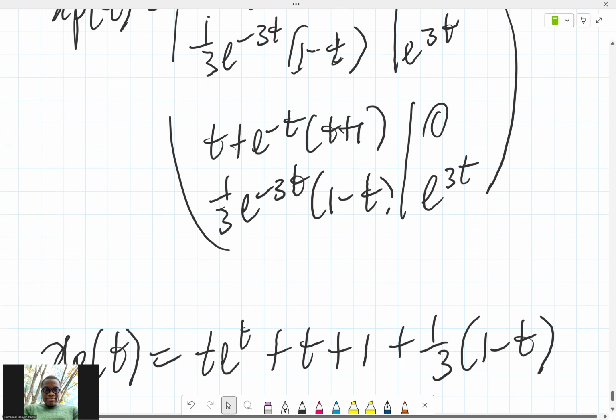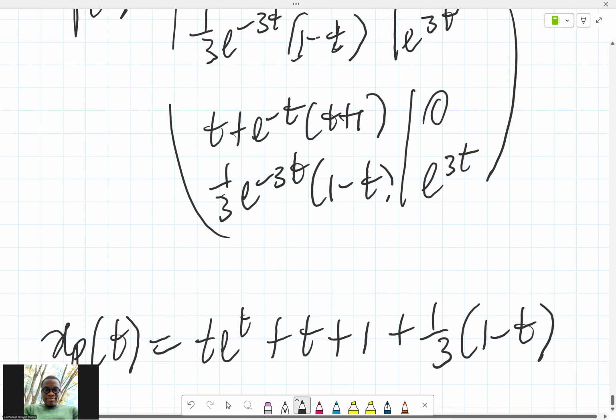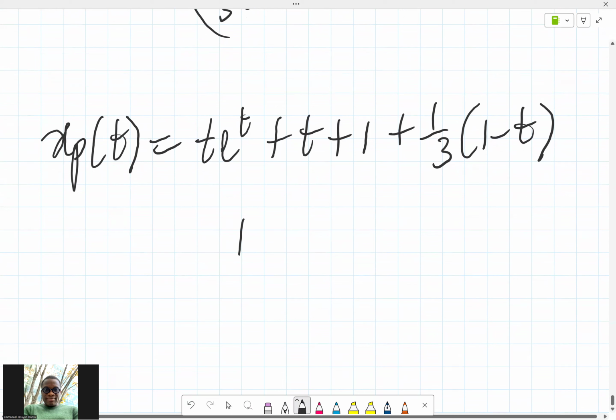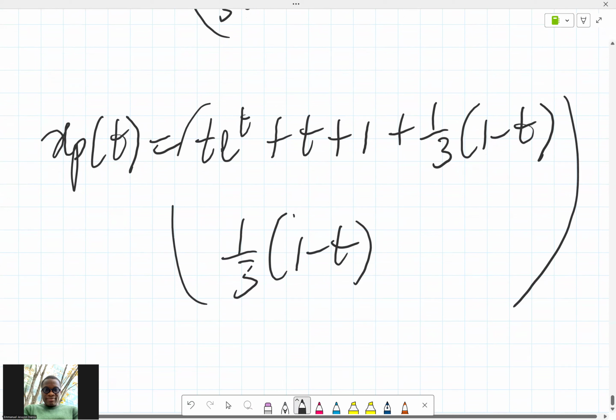Then when we come down, this is 0, lovely. And here, e raised to power 3t just cancels e raised to power minus 3t. And we just have 1 over 3 into 1 minus t. So this is what we have for xp of t. So I can see prospect for tidying things up there.